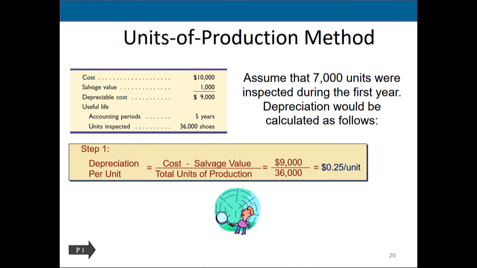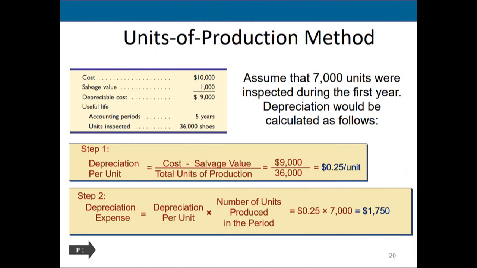In this example, the machine costs $10,000 and has a salvage value of $1,000. It is expected to be able to inspect 36,000 shoes over its life. I have no idea who made up this example inspecting shoes. The first step is to calculate your cost per shoe.